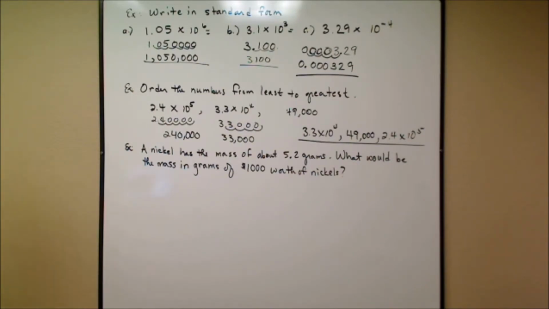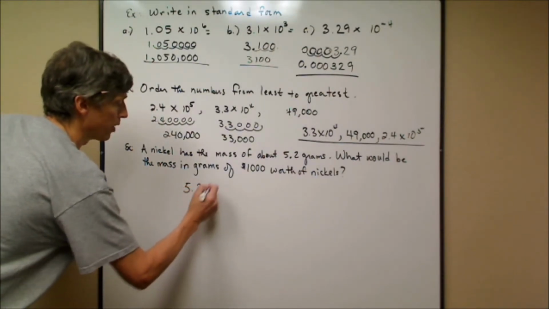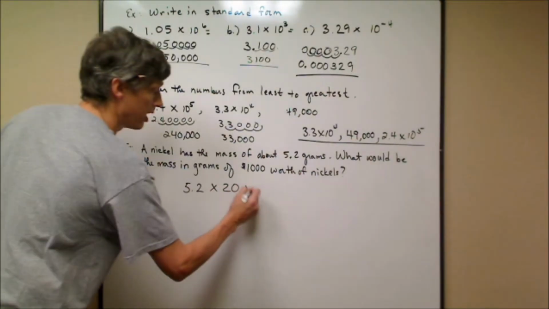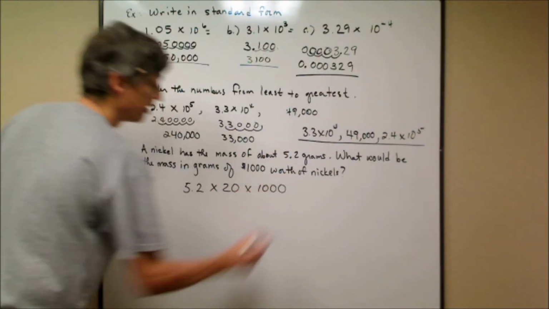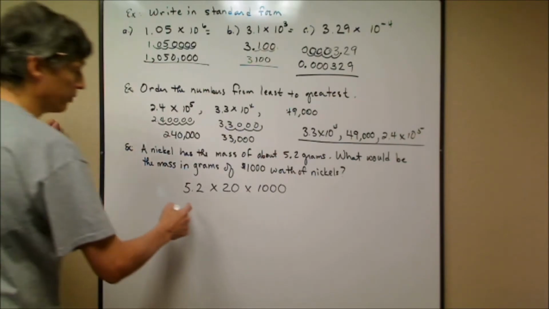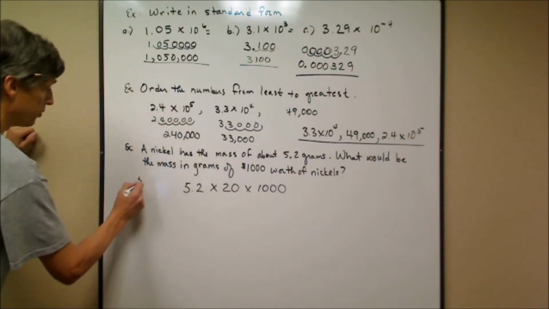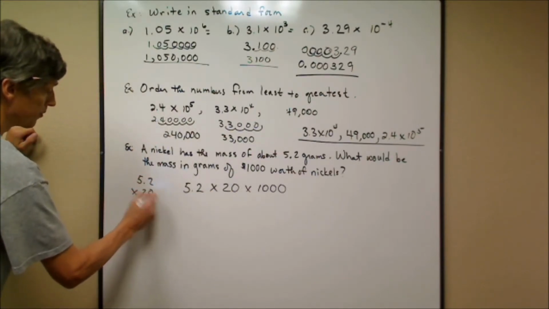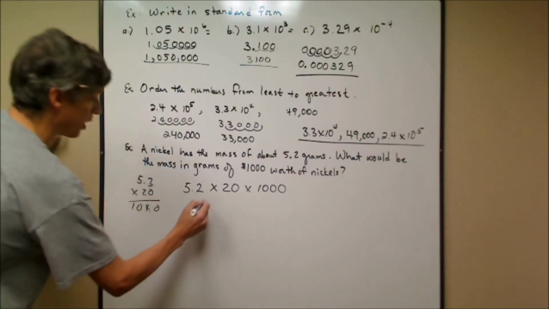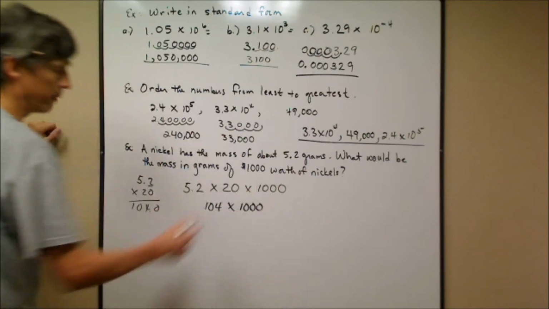Well, there's 20 nickels to $1. So if each one is 5.2, I'd have to multiply that by 20 for $1, and then times 1,000 for $1,000. All right, so now I'm going to multiply 5.2 times 20. That's a 0, a 4, and a 10 with 1 decimal spot. I get 104. Times 1,000.